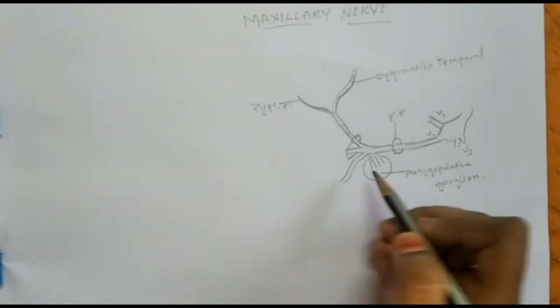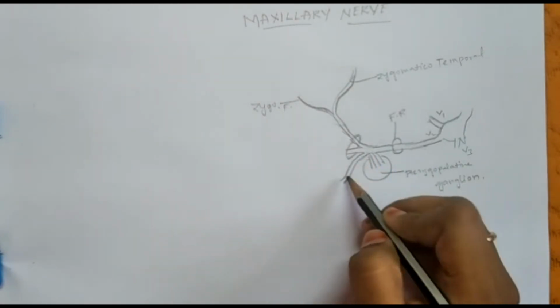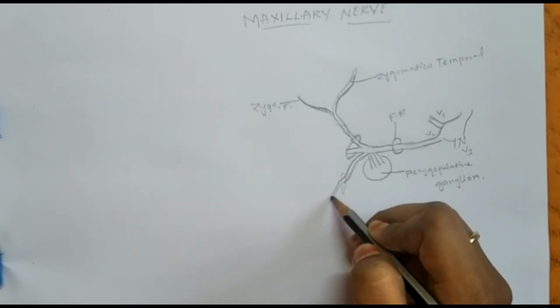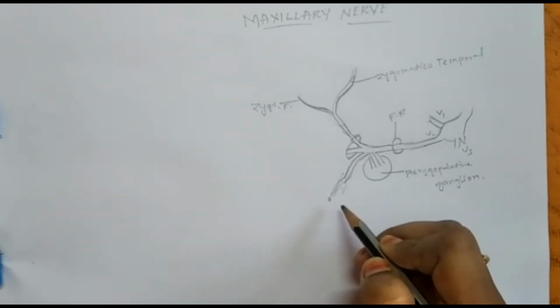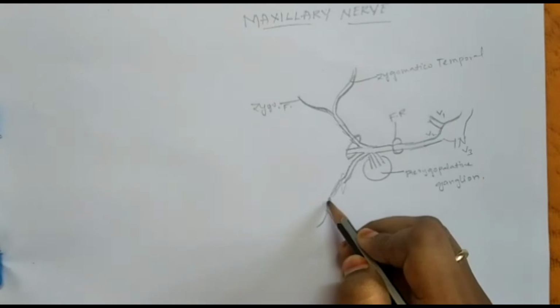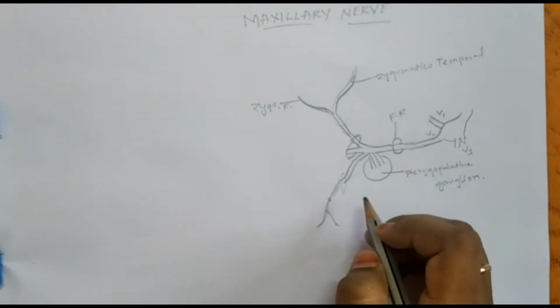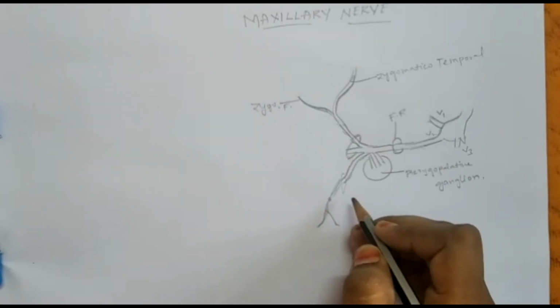Next, posterior superior alveolar nerve leaves the pterygopalatine fossa through the pterygomaxillary fissure and moves inferiorly and enters the maxilla through the alveolar foramen and joins the dental plexus there, which supplies the posterior teeth and the gingiva.